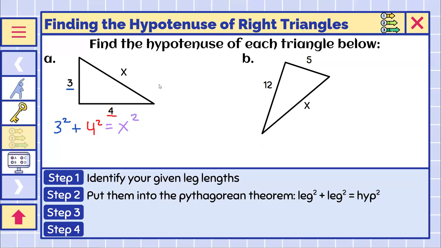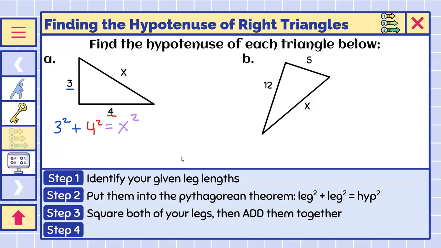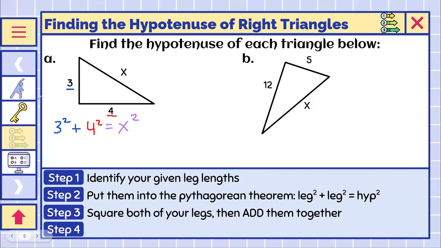Now that we've made that formula, let's actually solve. And you always solve in the same way. You first square both of your legs and then add them together. Remember, to square something means you're timesing it by itself. So you're really doing 3 times 3, which would be 9. And you are adding that to 4 times 4, which is 16. And again, we need to add those together. So if we do 9 plus 16, I should get 25, I believe. I'll double check. Yep, 25.